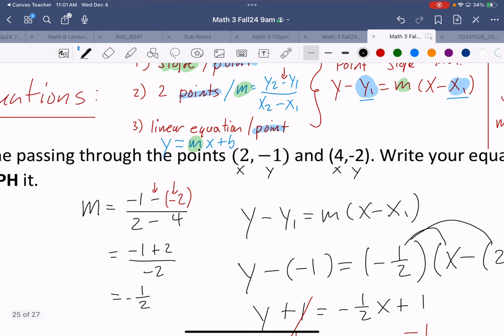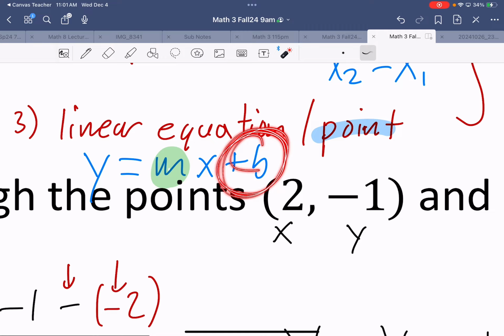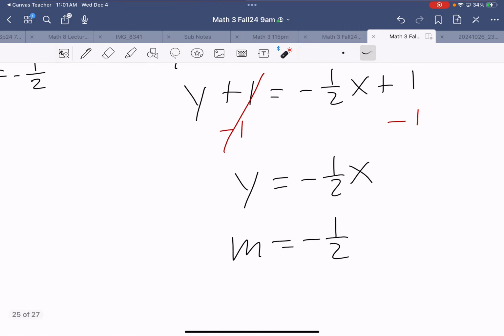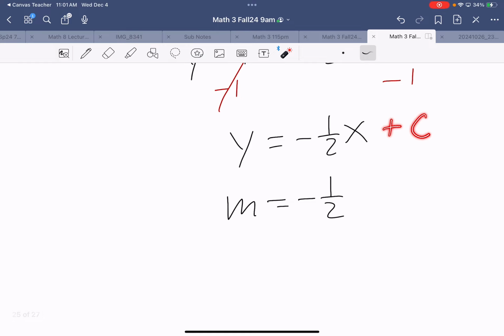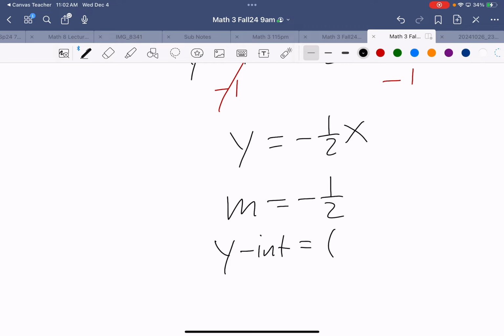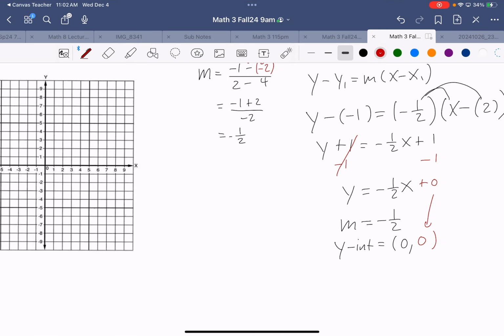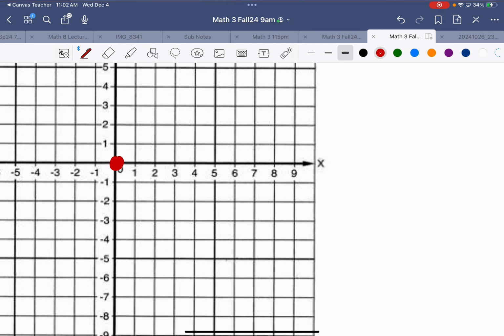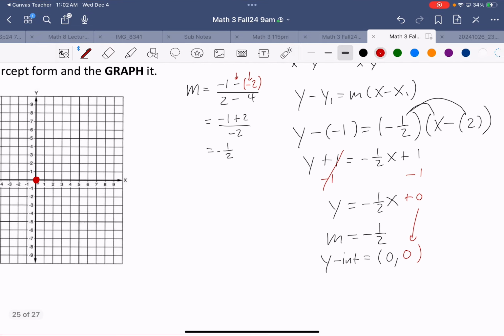Now, the constant here is my y-intercept, but I don't have a constant. So we have to assume that constant is 0. So it means my y-intercept is, well, remember for y-intercept, it's an ordered pair where the x is 0 and then whatever constant you have here is your y value. But since we don't have one there, we assume it is 0. Think about it like saying plus 0. So that means our y-intercept is at the origin, right here. And our slope is negative 1/2.